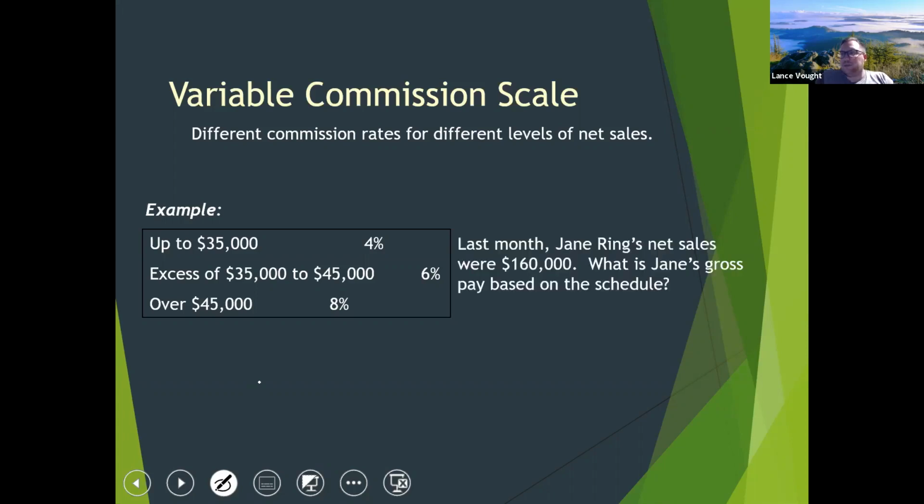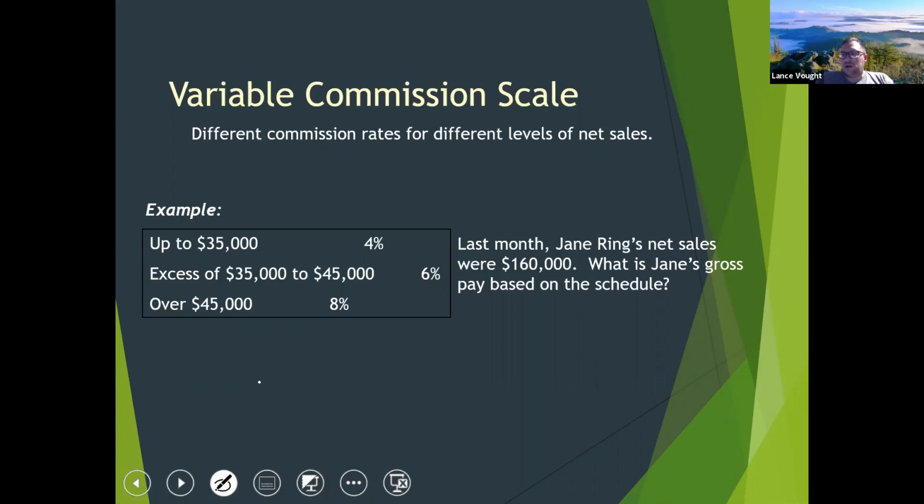So if Jen Ring sells $160,000 worth of front door video camera doorbells, what is Jane's gross pay? Well, again, we have to slice and dice this again. Instead of just multiplying straight, okay, 6% or 10% or 15% times the 160,000, we have to break it up into our ranges.